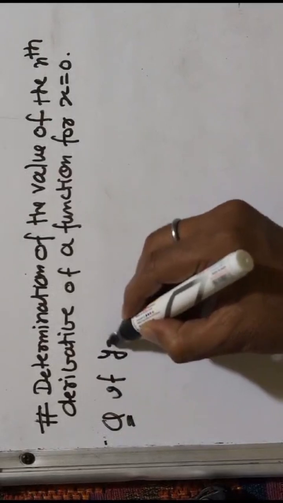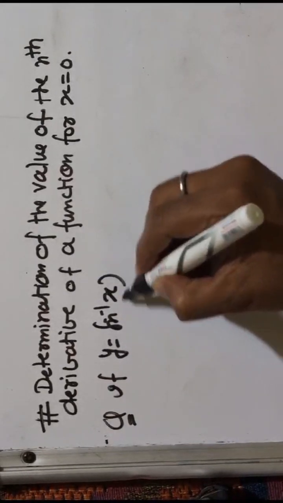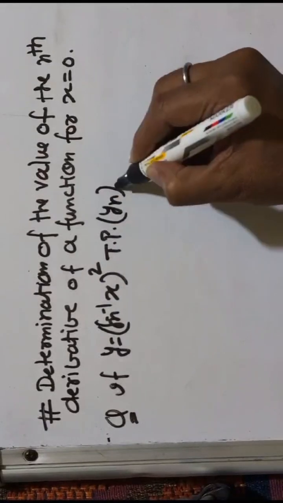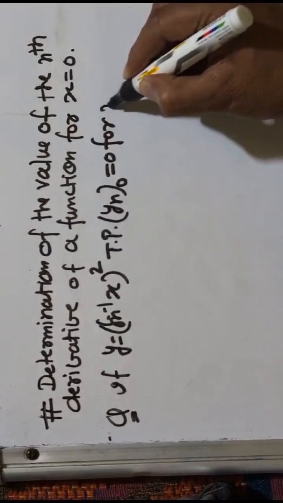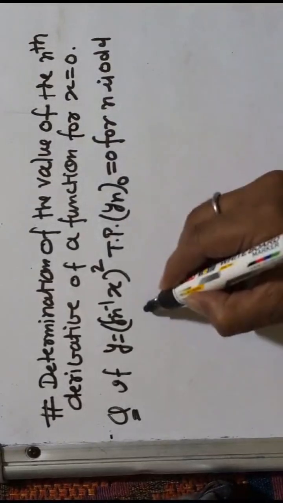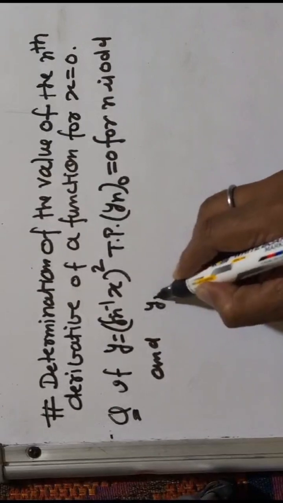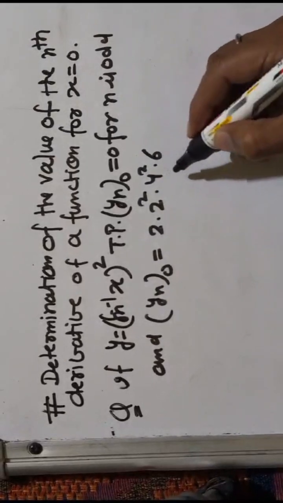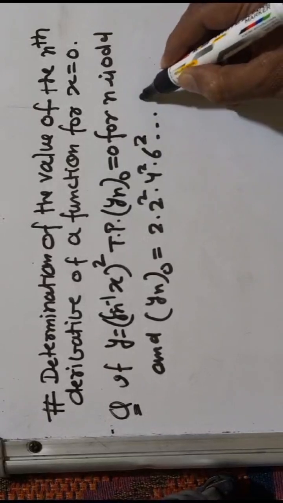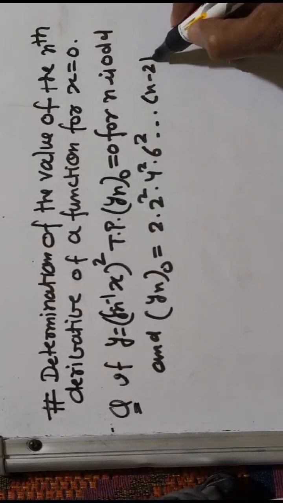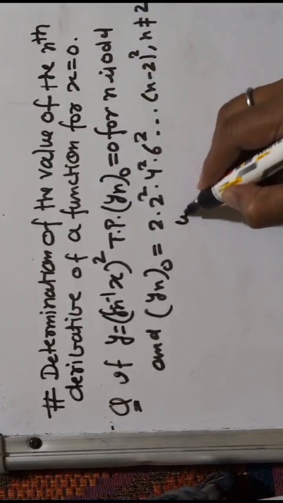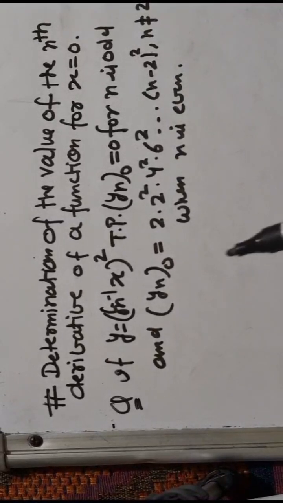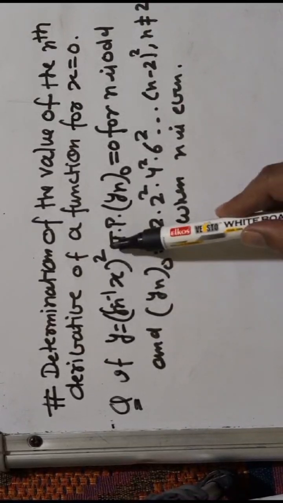If y is equal to sine inverse x whole square, prove that yn(0) is equal to 0 for n is odd, and yn(0) is equal to 2 square multiply 4 square multiply 6 square and so on, up to n minus 2 square, when n is even. That is, we have the question y is equal to sine inverse x whole square.